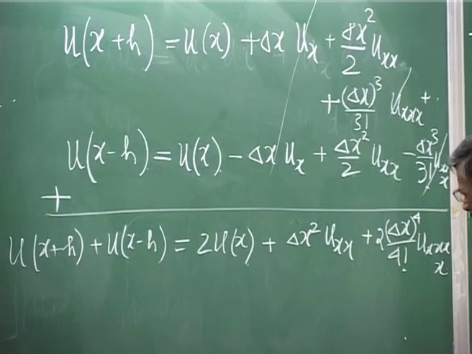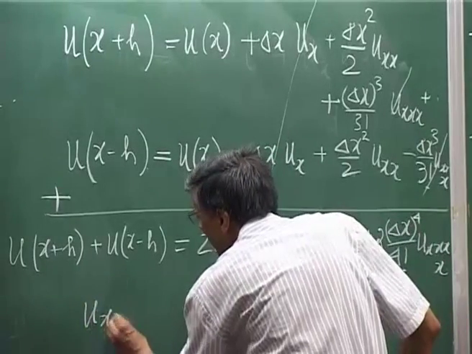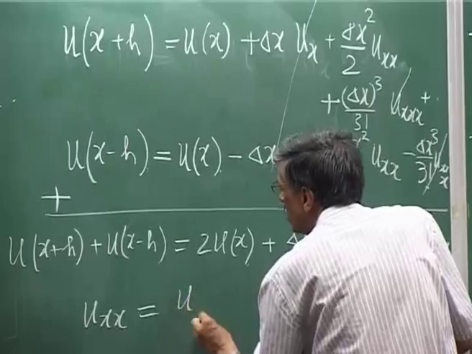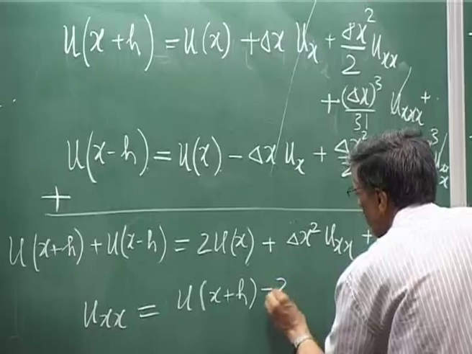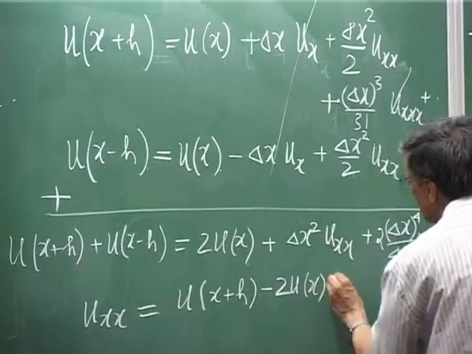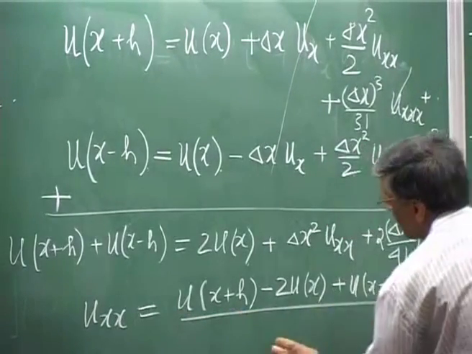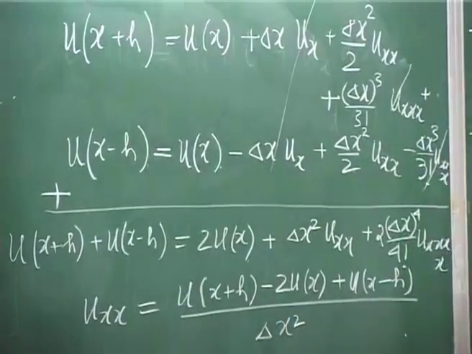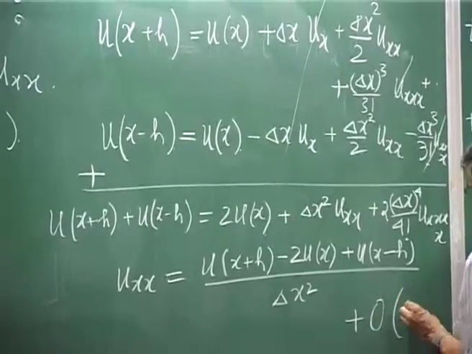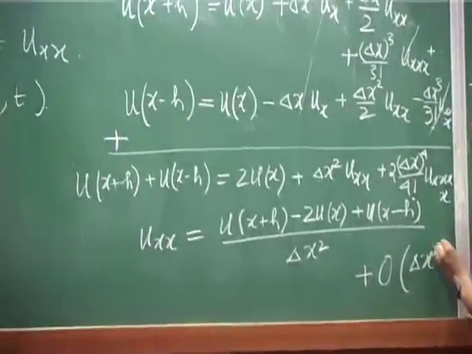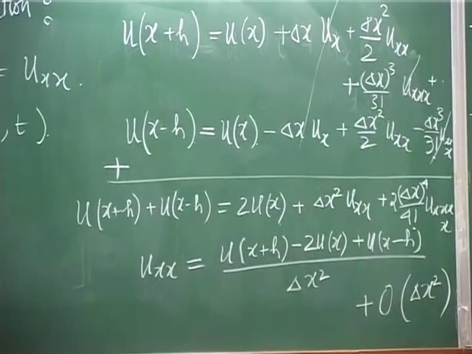So, what happens is I can see that from this equation we can write u x x would be equal to u of x plus h. I will pull this over to the other side and divide by delta x square. Then whatever term we have left over will begin with delta x square, right.